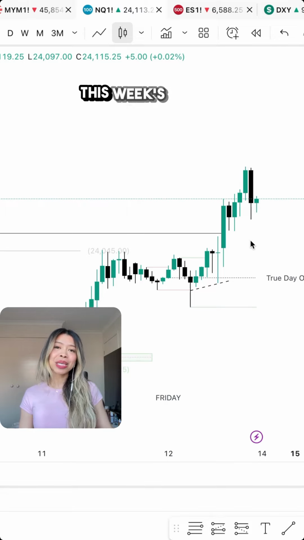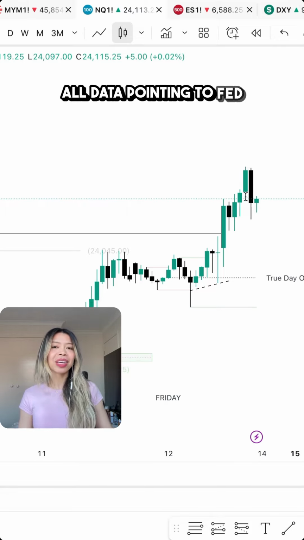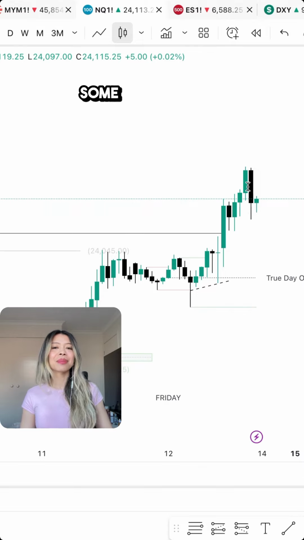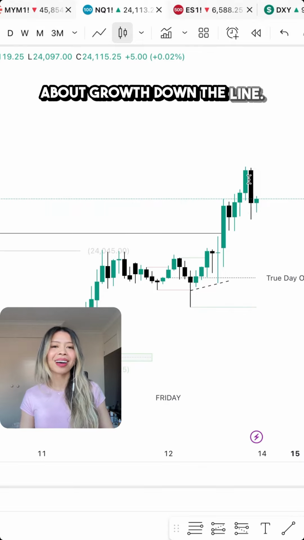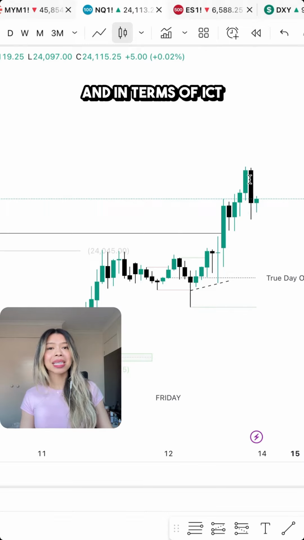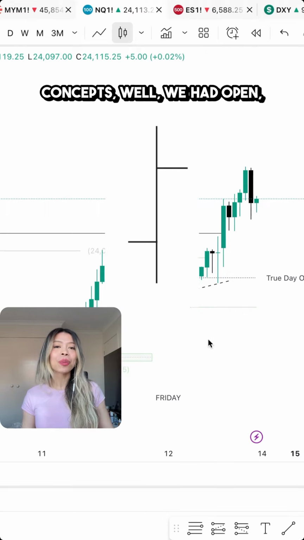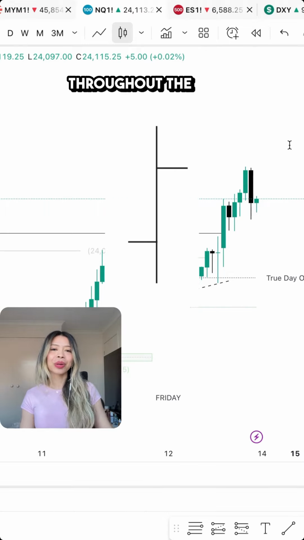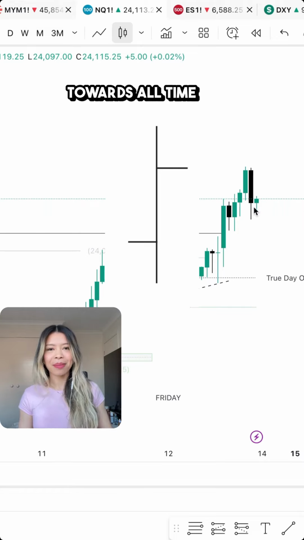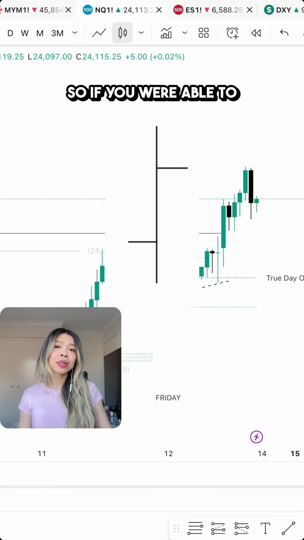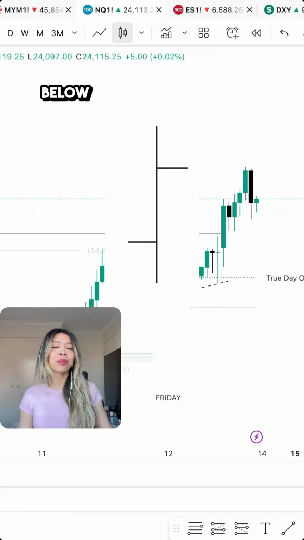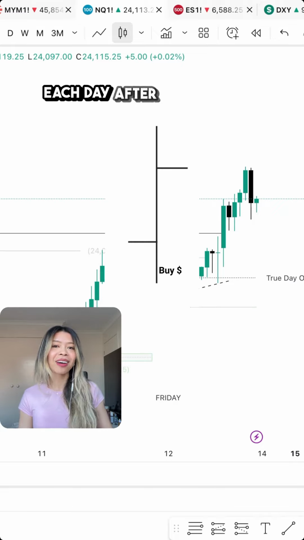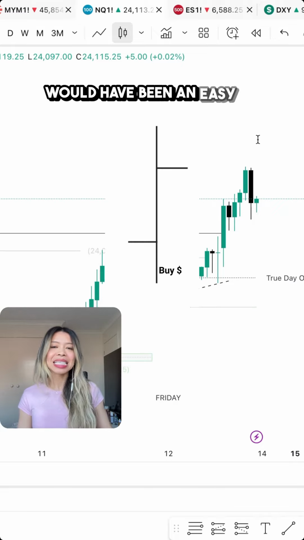And that's it for this week's review. All data pointing to Fed cuts ahead, but also raising some big questions about growth down the line. And in terms of ICT concepts, well, we had open, low, high, close all throughout the week as we move towards all-time highs. So if you were able to position yourself for a long below midnight opening price each day after Monday, that would have been an easy 2i.